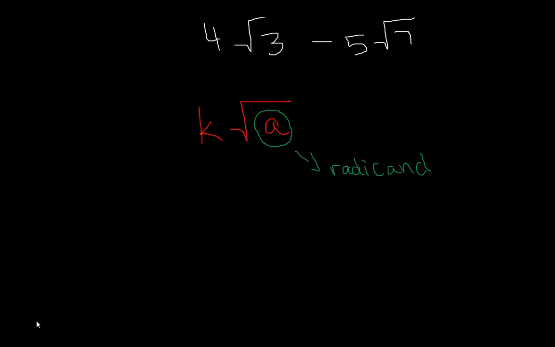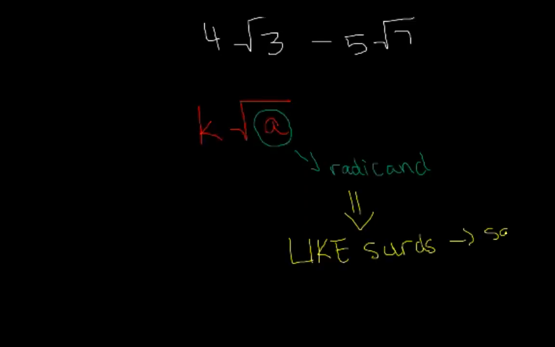And we said that like surds have the same radicand. I'll just put rad, right? The radicand is the number under the square root symbol. For this, it's 3, but for this one, it's 7. These are not the same numbers. So these are not like surds. Therefore, I cannot add or subtract these. And that's why the answer would just remain 4 root 3 minus 5 root 7.